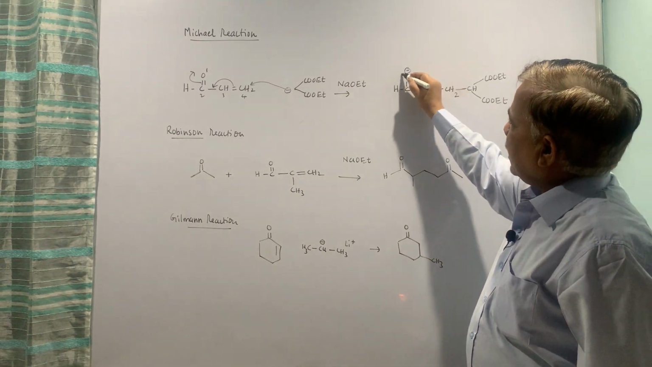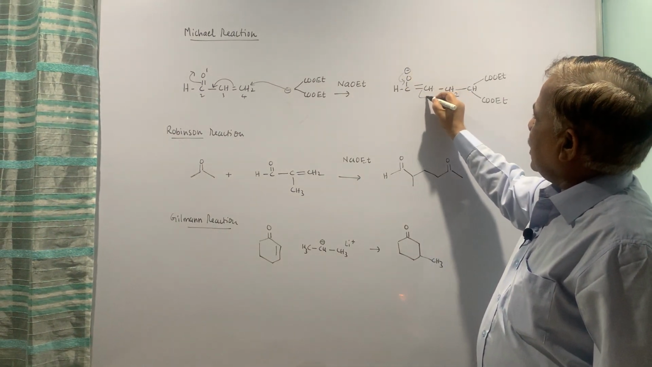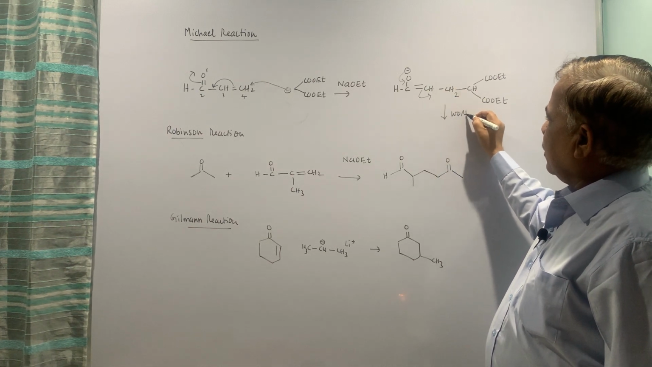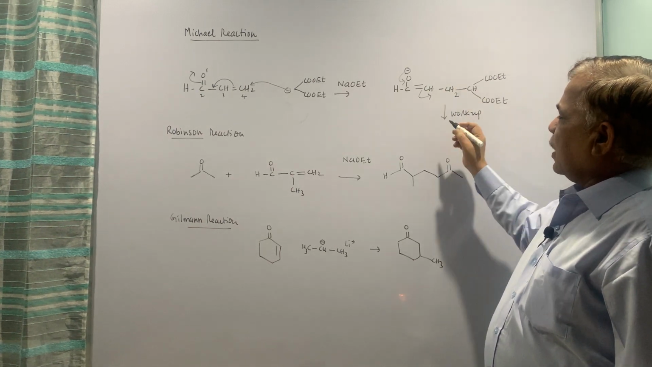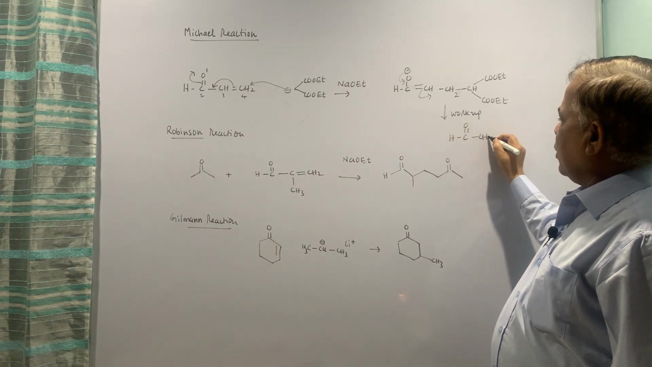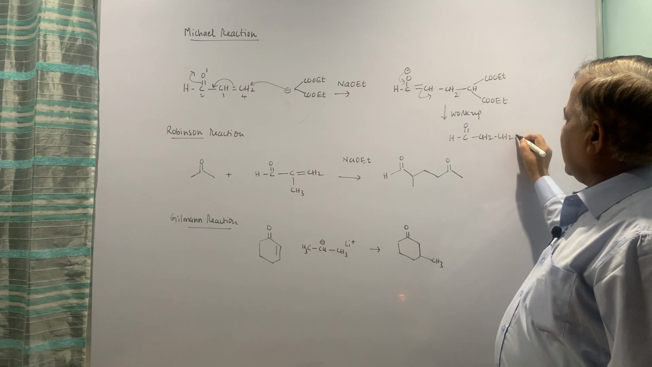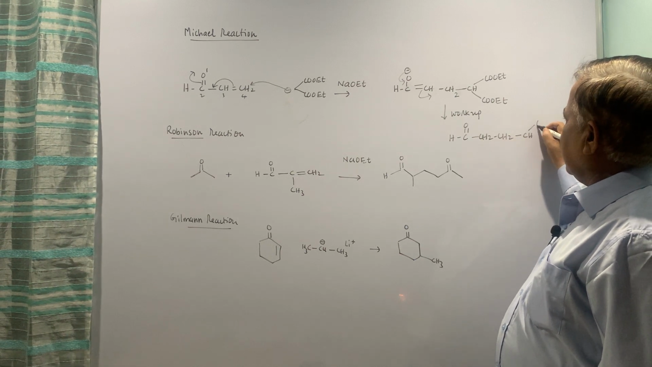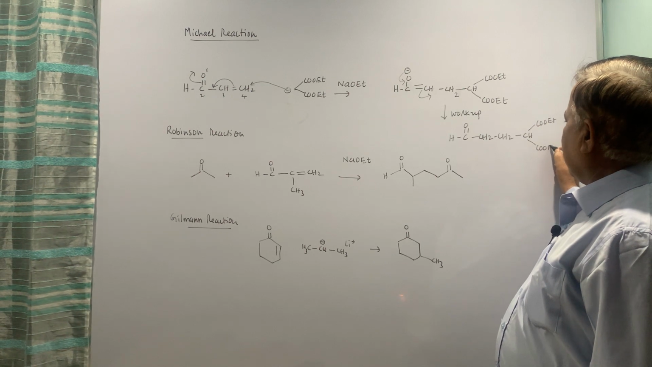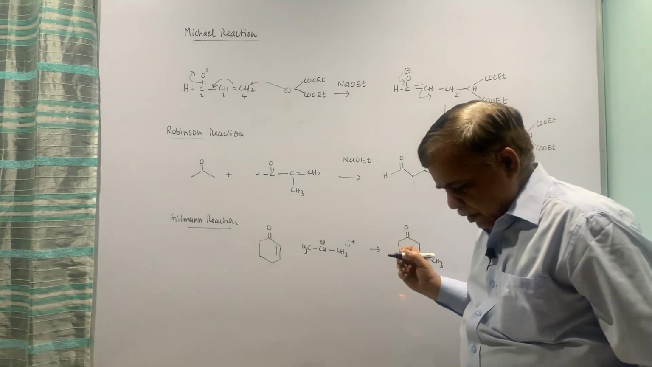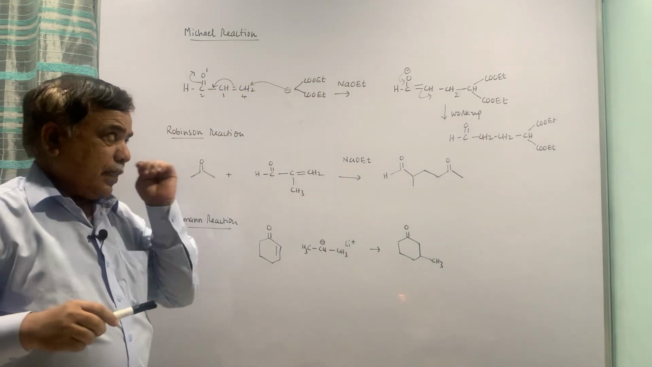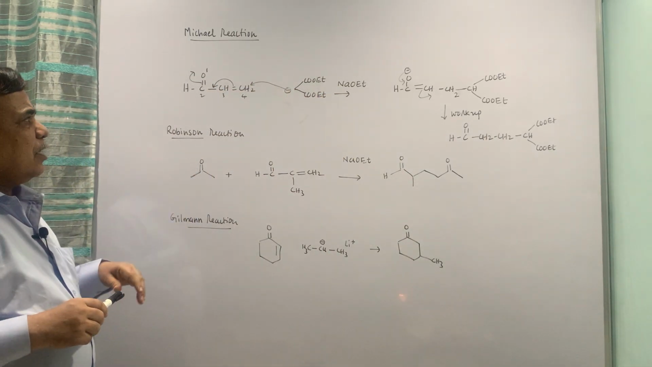When it comes back, this will take up the proton from the workup, and that is how you will get the compound, wherein you can see that the addition has taken place in conjugate manner. It is termed as 1,4 addition, conjugate addition, or Michael addition also.